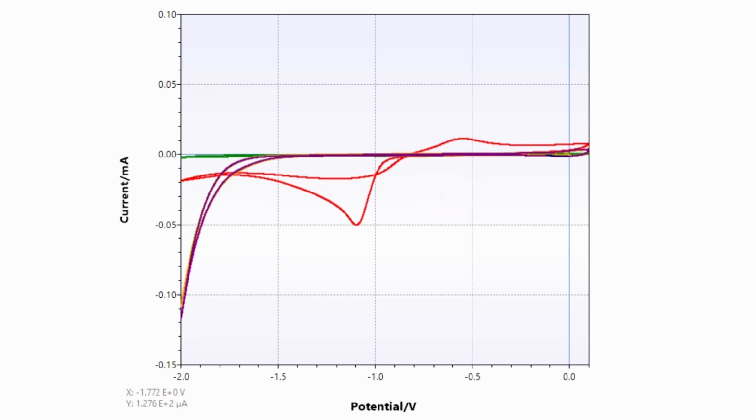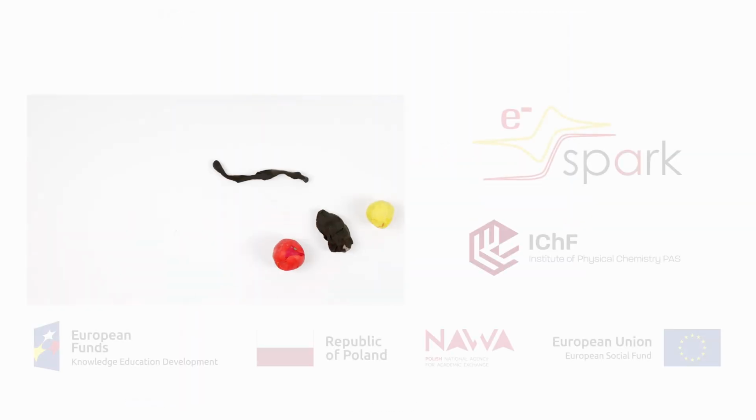So the presence of water in your system would definitely have an impact, especially if the expected response of your analyte is within this potential window. So it is important to make sure to remove the water, if not, use dried organic solvents, and then try to remove oxygen from your system if necessary.